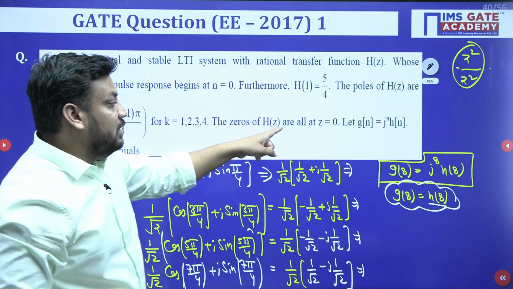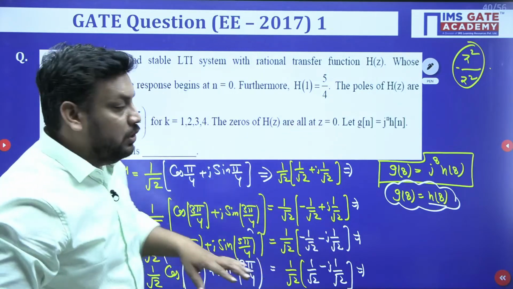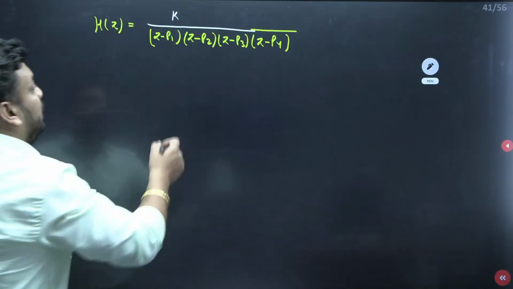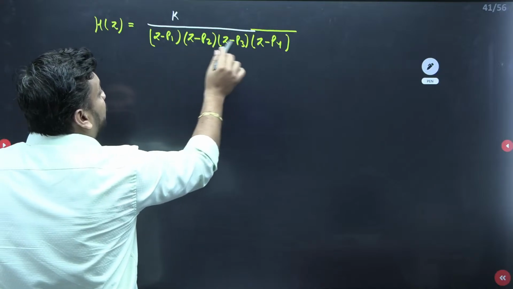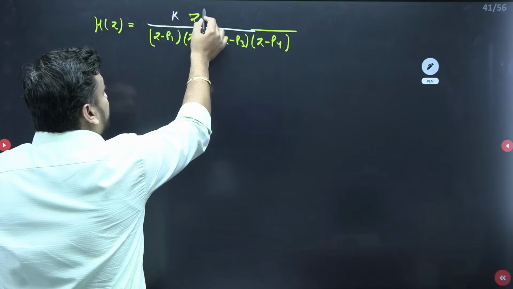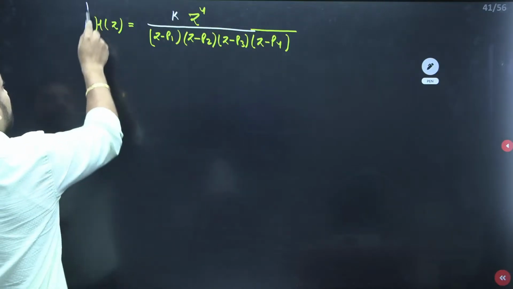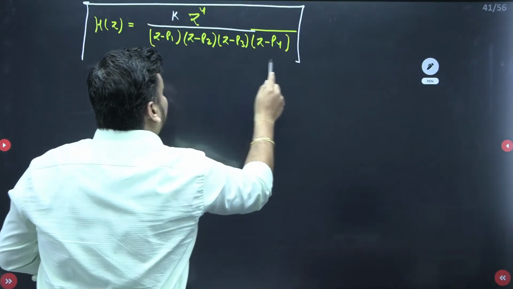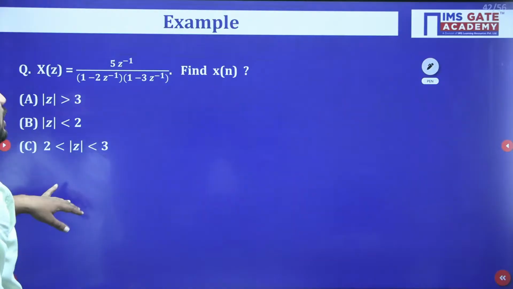The zeros of H(z) are all at z equal to 0. How many? Because the number of poles is 4, the highest power in the denominator will be z to the power 4, so here we should write z^4. So this is my transfer function H(z).